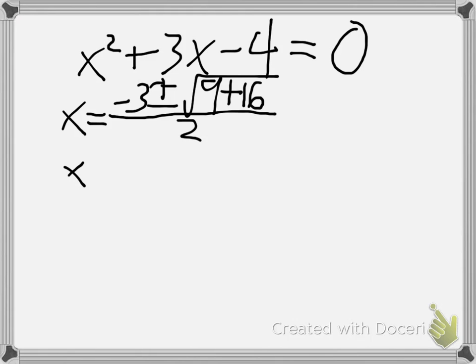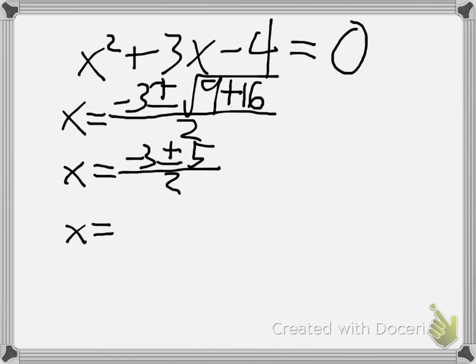Now we simplify. X is going to be equal to negative 3 plus or minus 9 plus 16 is 25, and that's simple enough to do two steps at once. The square root of 25 is 5, all over 2. Now we're ready to go to our two separate answers.